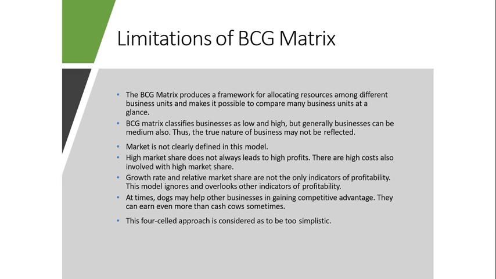This four-celled approach is considered to be too simplistic. You are just categorizing according to the market share and the growth rate. So it cannot always be true, and the true nature or the true position of the company cannot always be known. So these are the limitations of the BCG matrix.